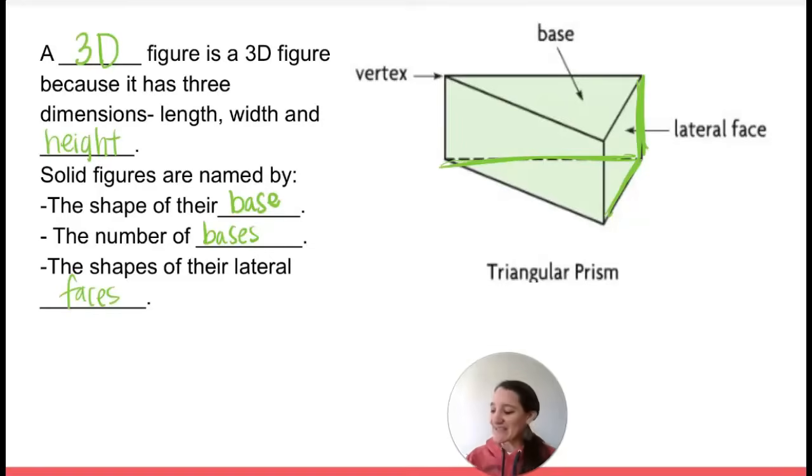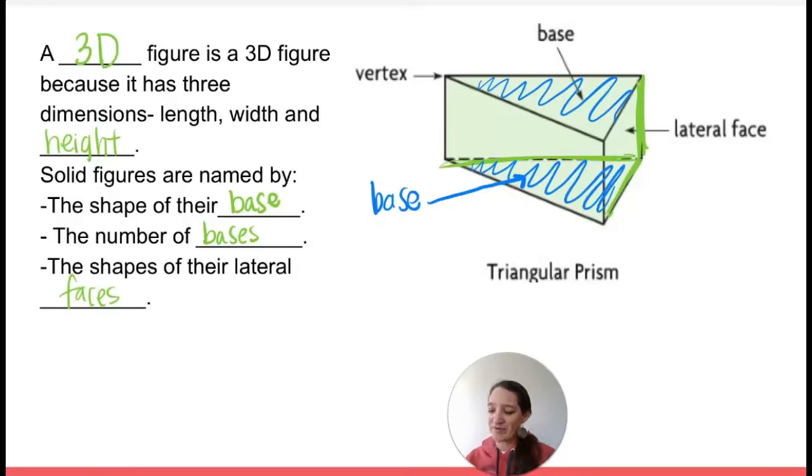So the bases are the parallel bottom parts of a 3D figure. In this figure right here, there's actually 2 bases. There's the bottom blue section and this top blue section, and those are the bases. The bases are the ones that are parallel to each other. They don't ever touch.